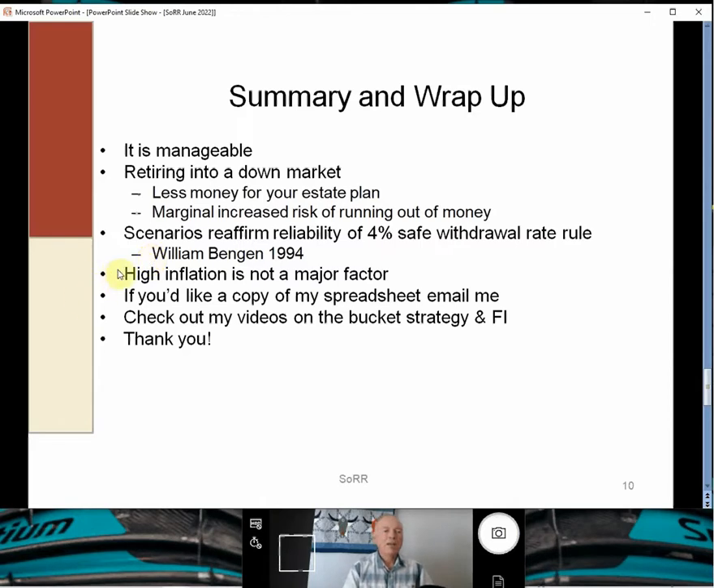And a thing that I discovered in going through all these different things while working on the model is that high inflation, as long as it's not persistent across your entire retirement planning horizon, is not a major factor. It's really not something that I would say is a big impact to the future of your investment portfolio.